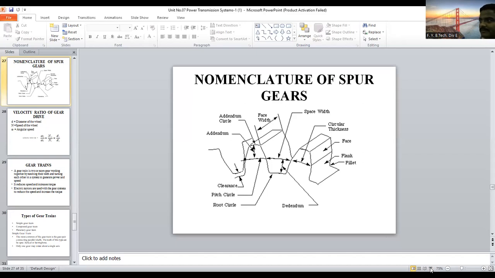Micron, not mm also. All the dimensions are measured in micron. It is a very precise process of operation. Okay, so please put the heading: nomenclature of the spur gears. After the nomenclature, we'll have to draw one gear diagram, so I will draw it on the board.